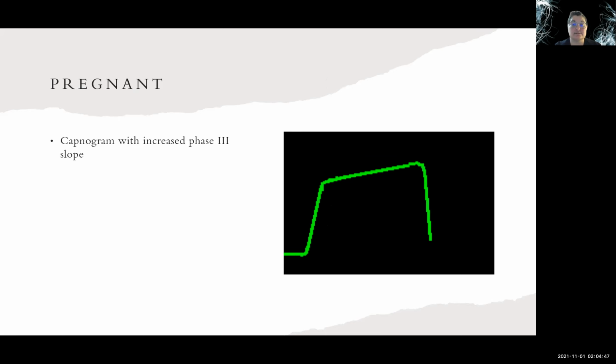Now, pregnant patients, we're going to see a regular frequency and rhythm. The height is going to increase. That phase 3 slope is going to be going upwards from left to right. Baseline still is going to be zero though. It's just that phase 3 slope is going to be going upwards from left to right.